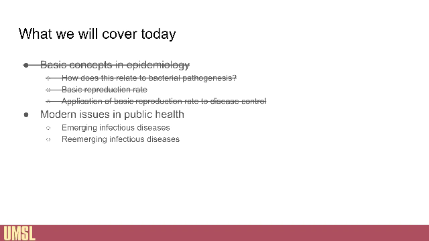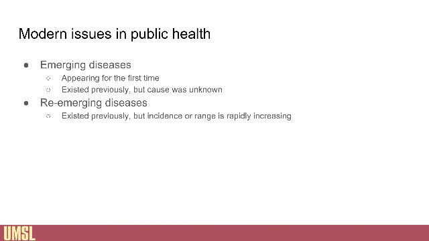So, where I'll end today's discussion is on these ideas of emerging and re-emerging infectious disease. This is something I talked to you about very early on, and one is this idea that emerging infectious diseases are appearing for the first time, or they existed previously, but we didn't know that there was a particular pathogen associated with that disease. And so how often do you think these happen? Either rare or common? Lately, a lot more common.